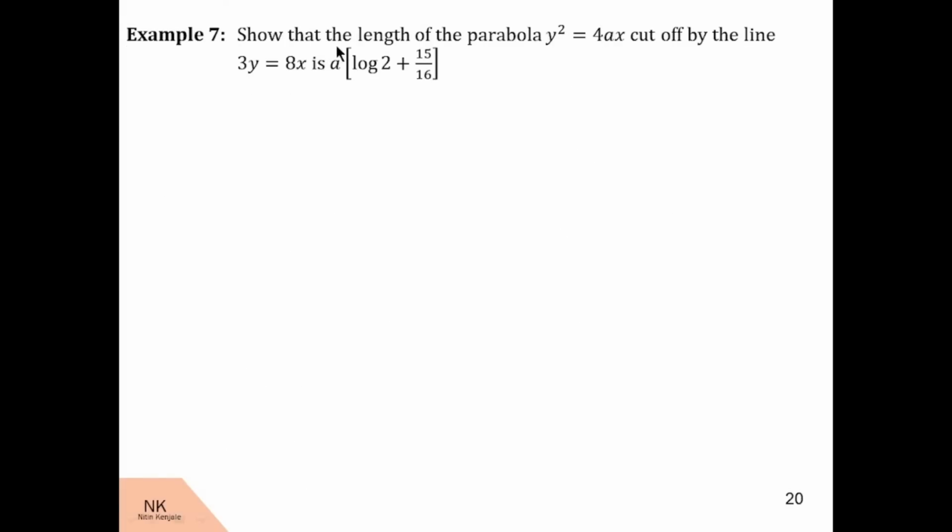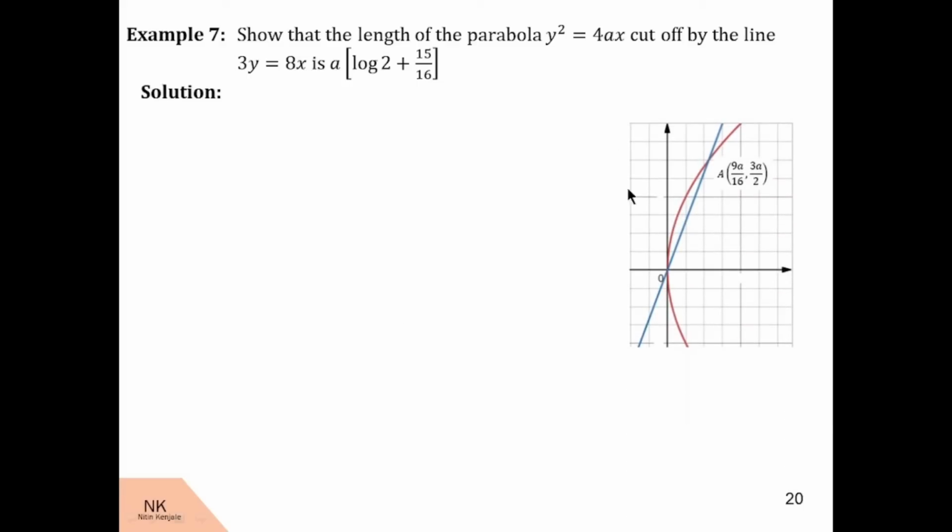Here we are asked to show that the length of the parabola given by y square is equal to 4ax cut off by the line 3y is equal to 8x is a into log 2 plus 15 by 16. Now in this question, the endpoints of the parabola are not mentioned, between whose length we have to find out. So to find those points and their coordinates, we have to find the intersection of these two curves, that is parabola and the line.